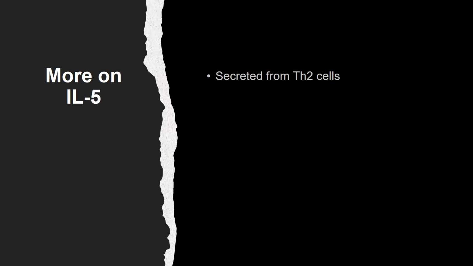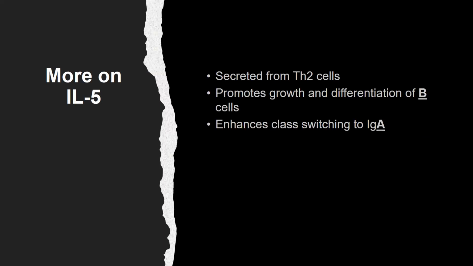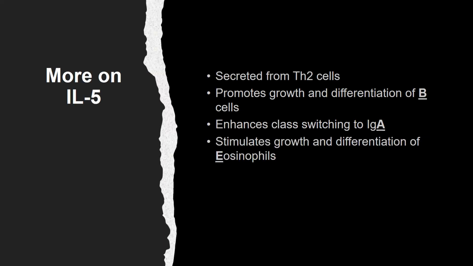IL-5 is the A in steak, secreted from Th2 cells, promotes growth and differentiation of B cells. It'll class switch your immunoglobulins to IgA, your mucosal antibody. And it'll also stimulate growth and differentiation of eosinophils as well. Th2, our allergy and our parasitic response. I5 base, so you can remember that one.